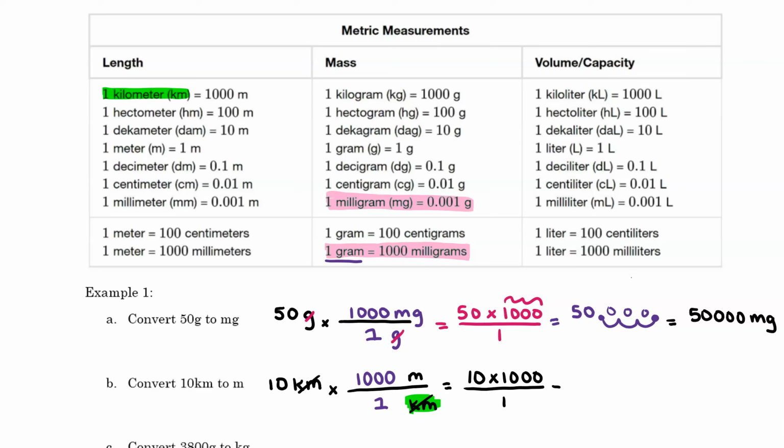Again, technically over 1. So I'm going to take the number 10, whose decimal point is here, and I'm going to move the decimal 3 places to the right. 1, 2, 3. So that tacks on 3 zeros. So my answer is 10,000 meters.